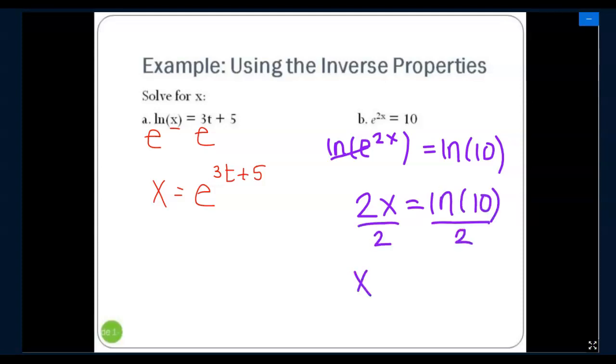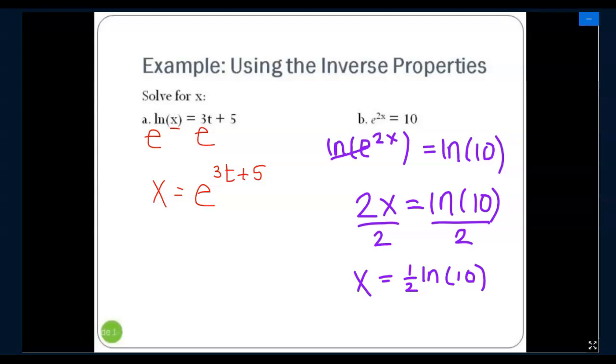Divide both sides by 2. And x equals, you can write it as natural log of 10 over 2, or 1/2 the natural log of 10. That is a numerical answer. You don't need to simplify that any further.